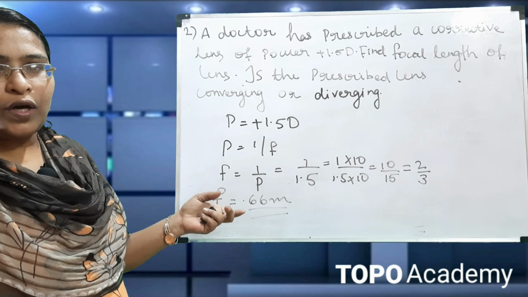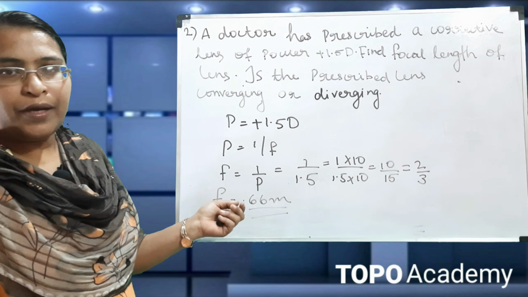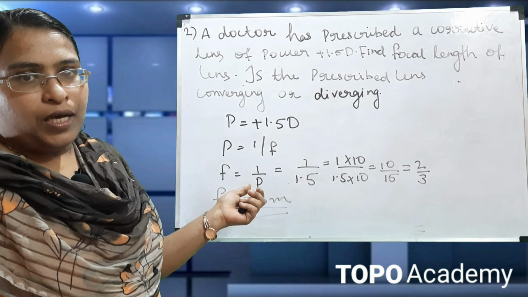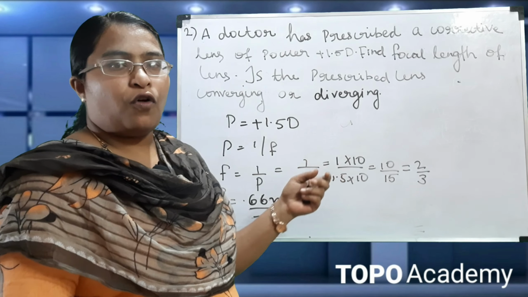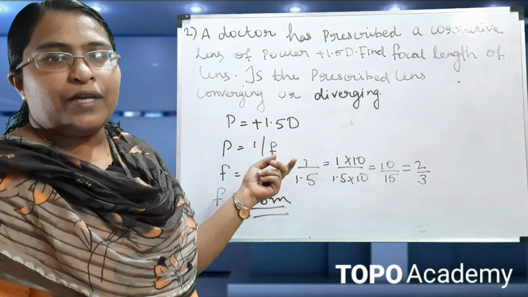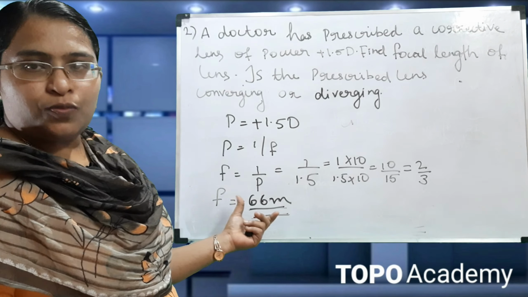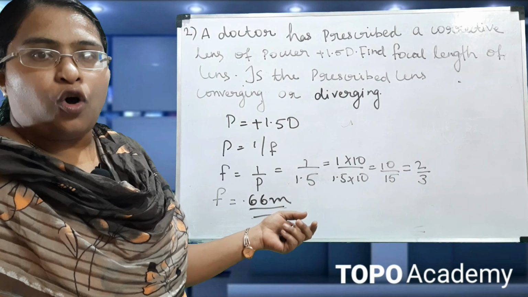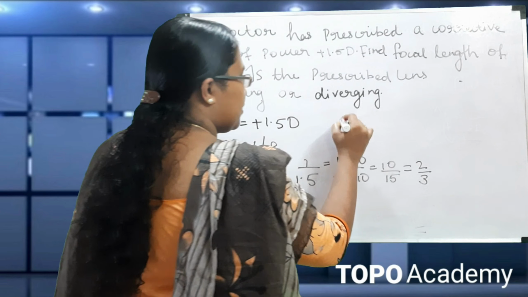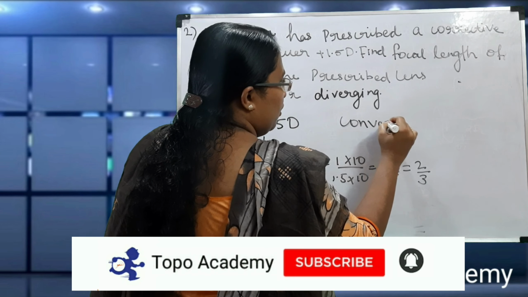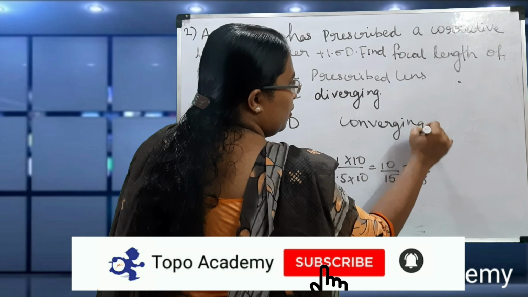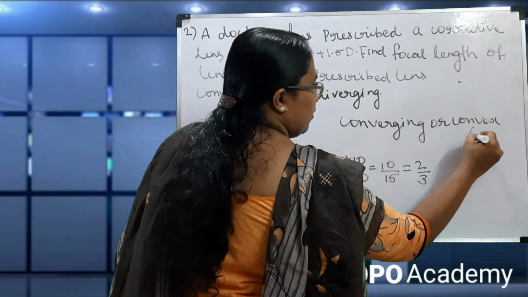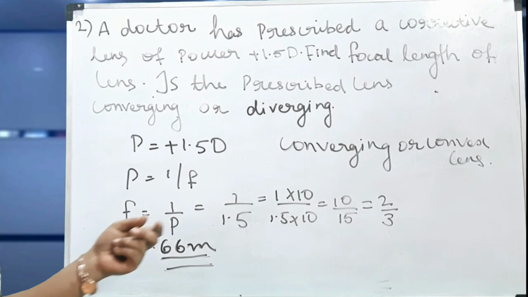What is the sign of this focal length? It is positive. That means the lens prescribed by the doctor is a convex lens. The doctor prescribed a lens of focal length 0.66 meter, and the focal length is positive. That means the doctor prescribed a converging lens, or a convex lens. So this is a converging lens.